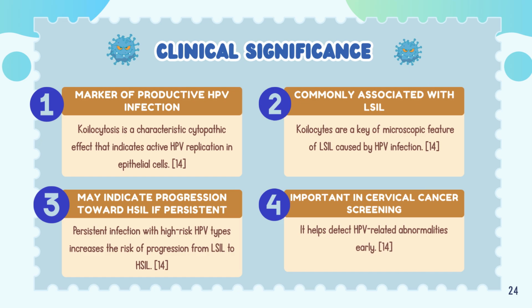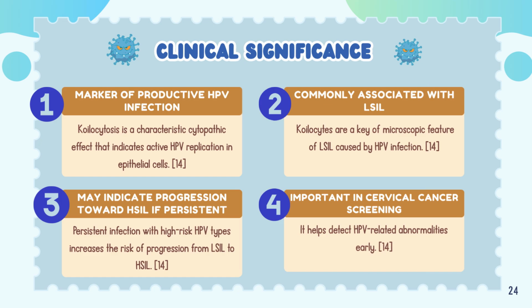However, it is also important to remember that if the infection is caused by high-risk HPV types, such as HPV-16 or HPV-18, and the virus is not cleared by the immune system, the infection may persist. Persistent HPV infection increases the risk of disease progression from LSIL to high-grade squamous intraepithelial lesions, or HSIL. Without proper follow-up and treatment, HSIL may eventually progress to cervical cancer.